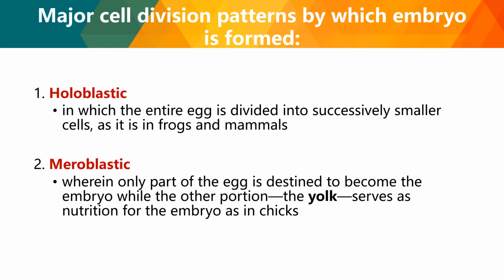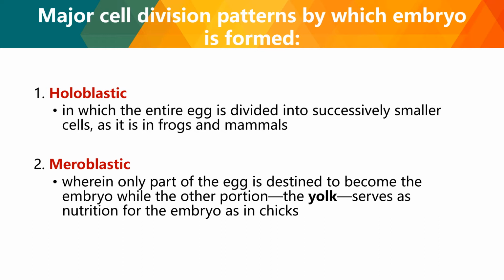So he also presented the major cell division patterns by which an embryo is formed. The first type of this pattern is what you call the holoblastic pattern. This is when the entire egg is divided into successively smaller cells, like what you see in the development of frogs and mammals.